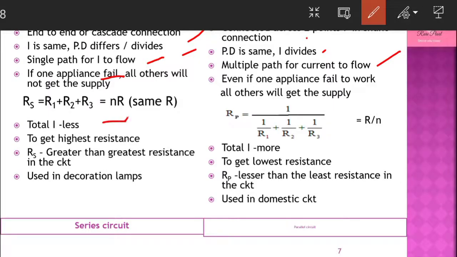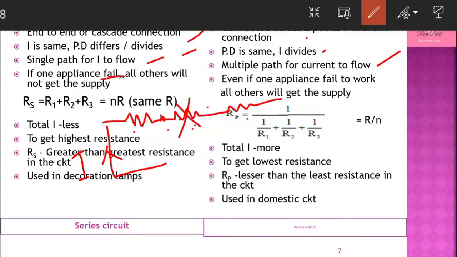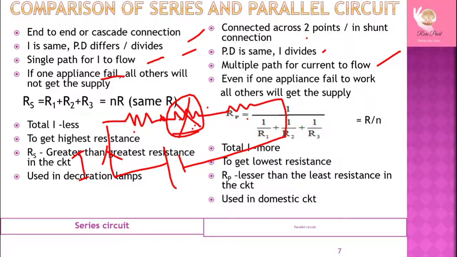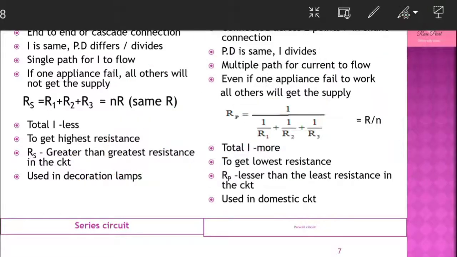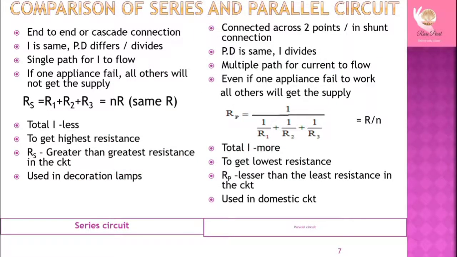Okay, see here we have three resistors like this. Suppose here we have, you can consider this as an LED. Okay, LED light that have little resistance, right? So if one of the LED is not burning, then the current flowing through this, what will happen here, it will become open. So no current will be flowing in this circuit. Okay, so if one appliance is going to fail, then all other will not get the supply.